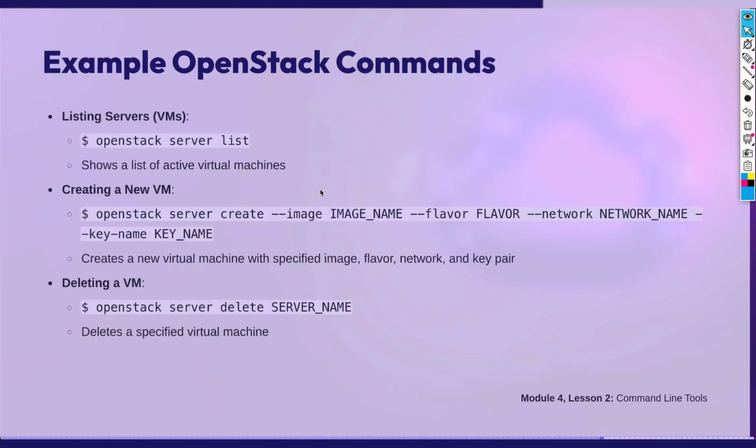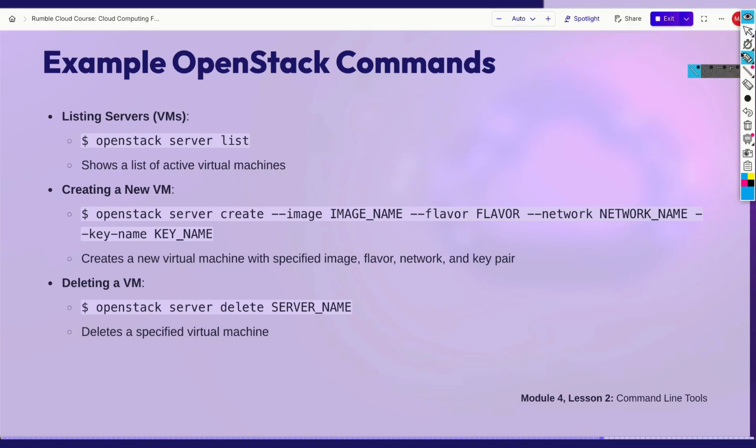So a couple examples of OpenStack commands. The first one being listing servers. So nice and easy. You can do OpenStack server list. This will show you a list of all of your active virtual machines. If you want to create a new VM, it's this nice long command, OpenStack server create. You put in your image name, the flavor that you want, so the type of CPU, RAM, and storage, your network, what network you're using, and your key name. So this is just a name. This will create a new virtual machine with your image, flavor, network, and your key pair.